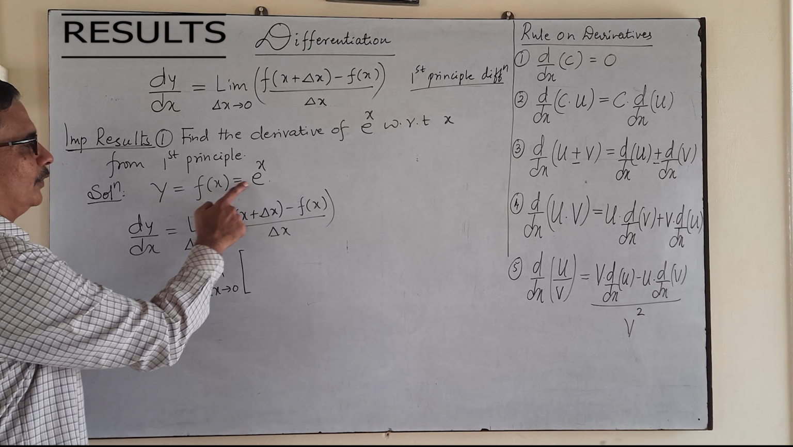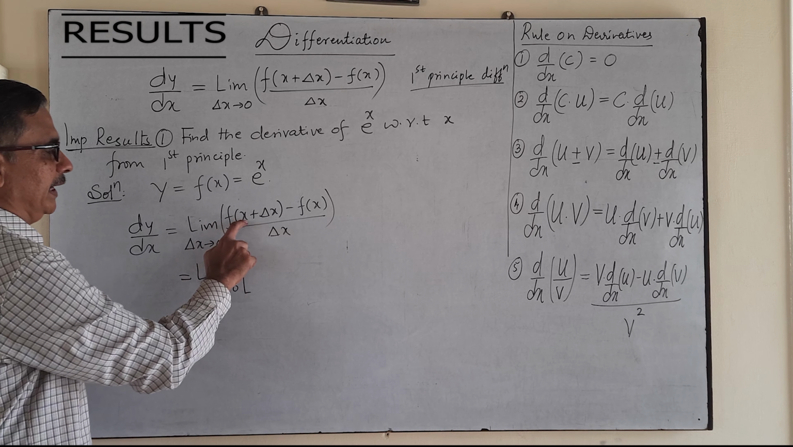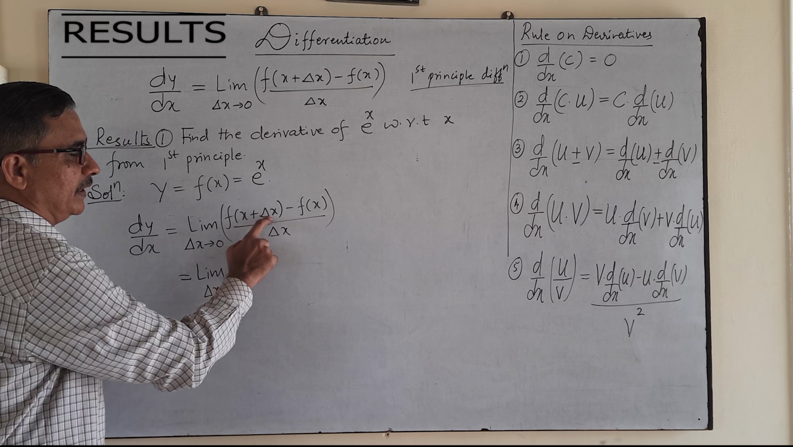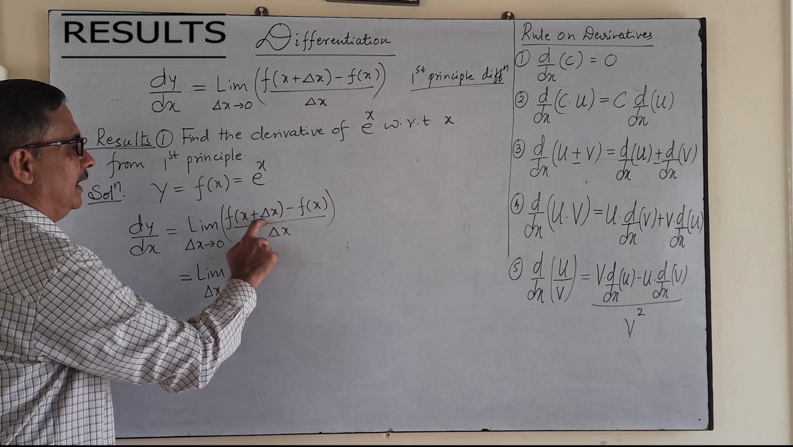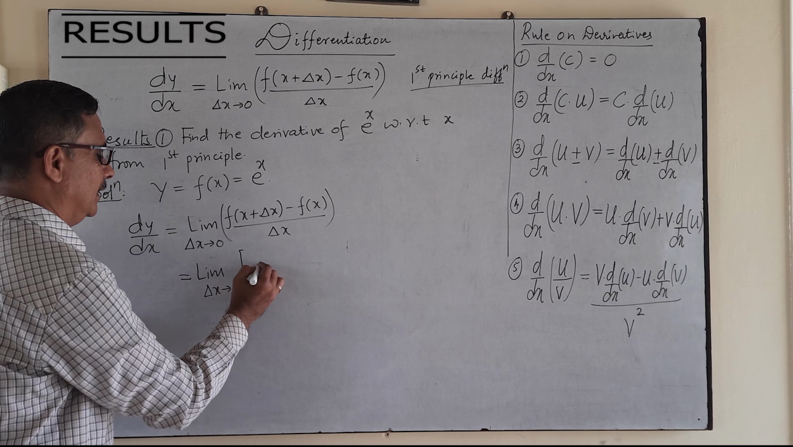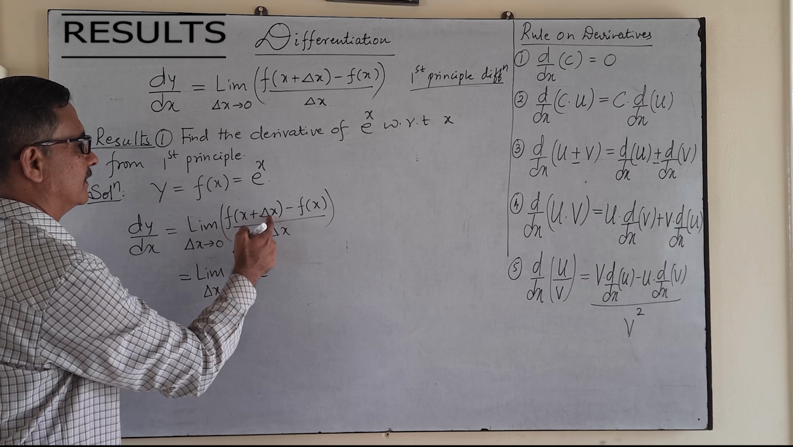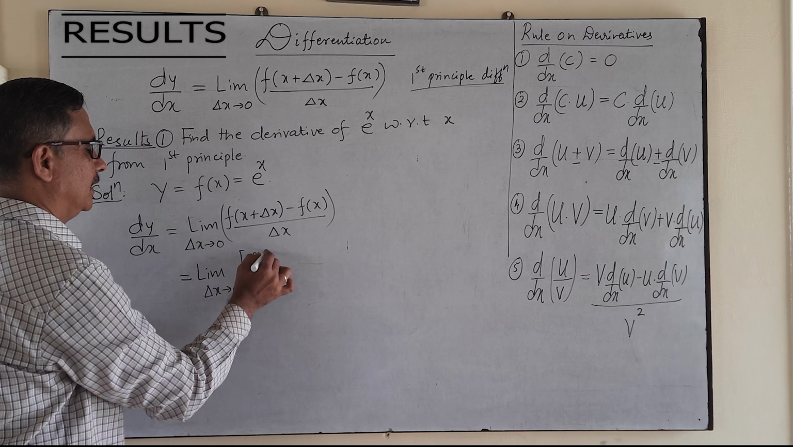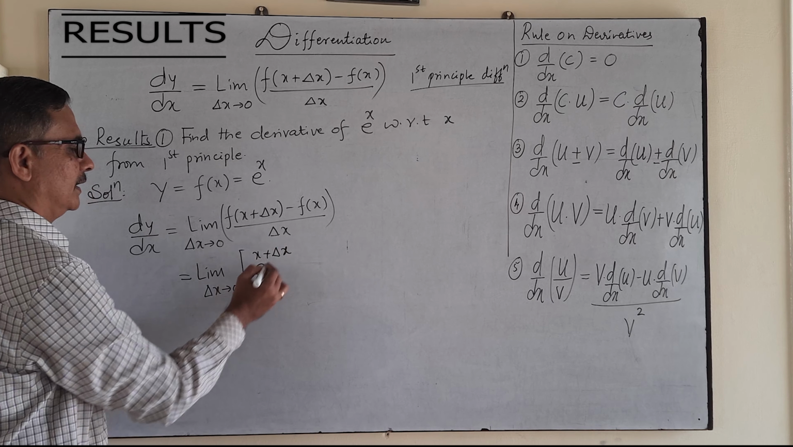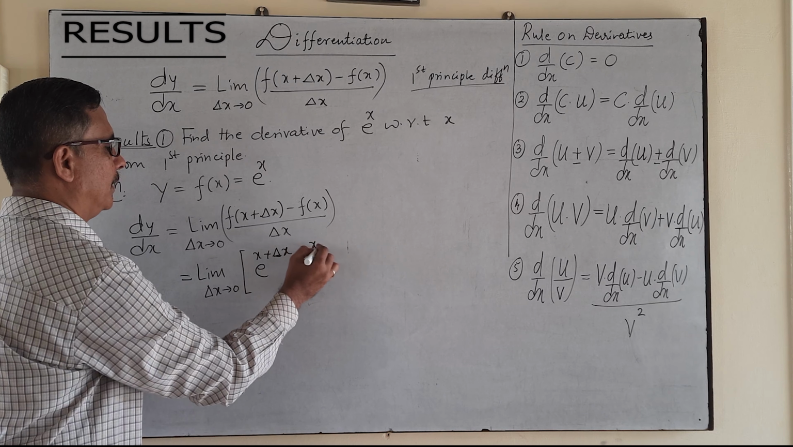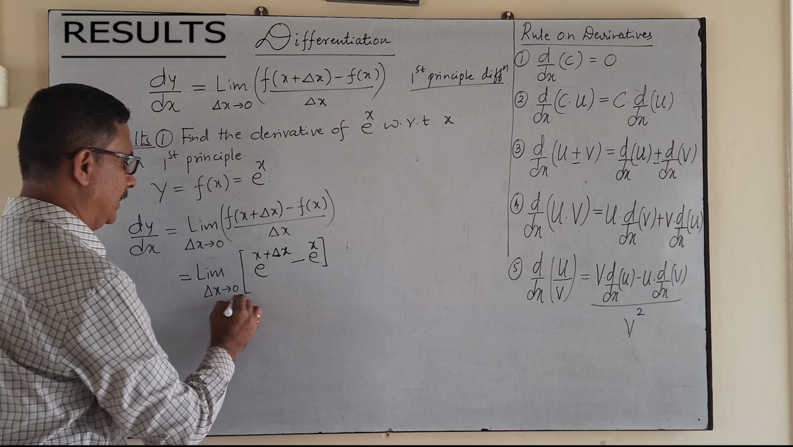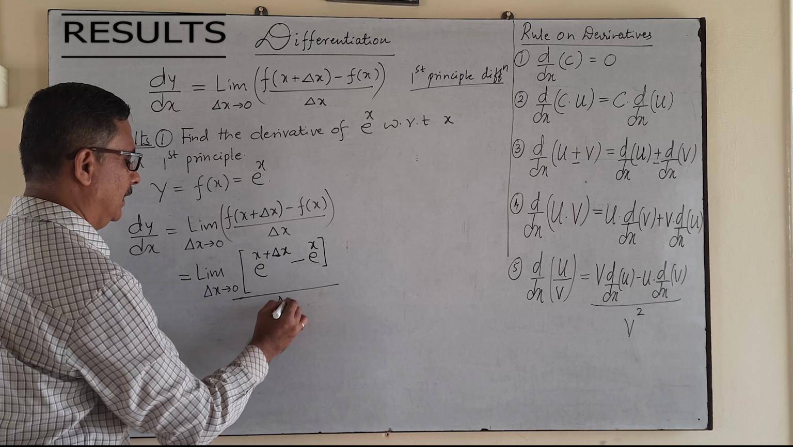F of x value is given as e power x. What we need here is f of x plus delta x. In the place of x, we have x plus delta x. So that becomes e power, replace x by what? x plus delta x. Correct? Minus f of x value e power x, divided by delta x.